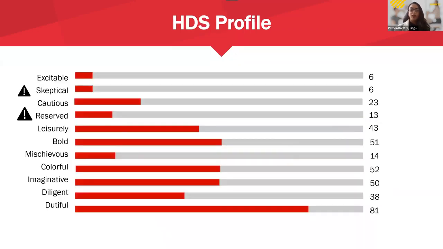So now we go to the HDS and we ask ourselves, is there any information here that adds to our understanding of that theme? And we're going to focus on skeptical and reserved. So both skeptical and reserved, those low scores there below the 20th percentile, can add to our understanding of what we know of her from the HPI.